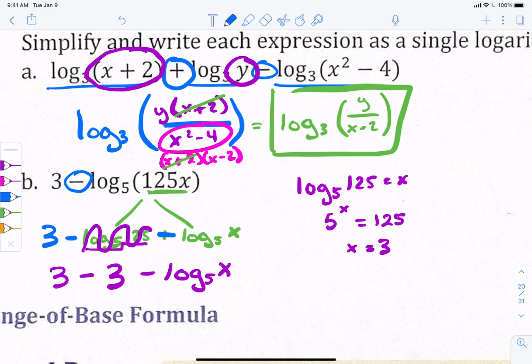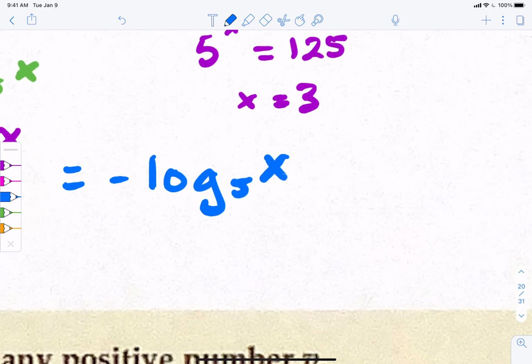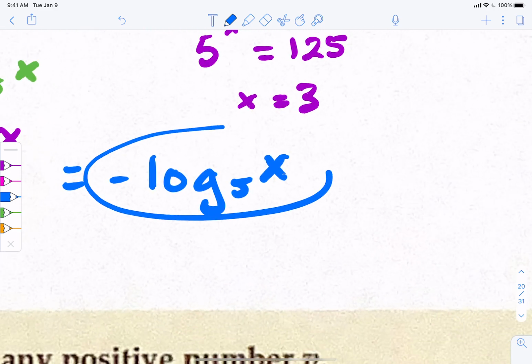So the 3's cancel out, and I have negative log base 5 of x. Okay? Are we okay? Now, circle that if you get to that point and call it good, and circle that as your answer. I'll probably count it right, but guess what the book's gonna do?